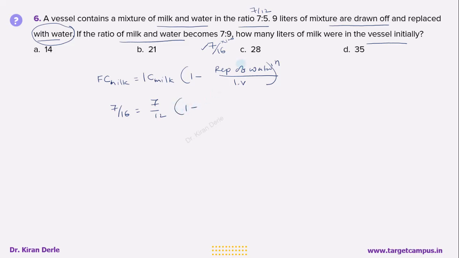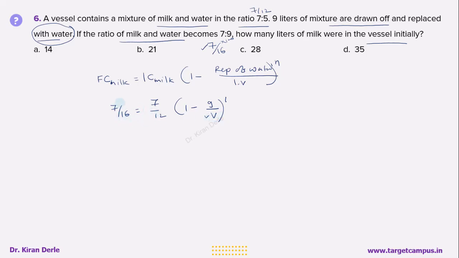1 minus, replacement is 9 liters. 9 liters of mixture is drawn off and replaced with water. So what is the initial volume? Raised to how many times are we doing this? Only one time. It can be 2 times, it can be 3 times, whatever. No issues. Now again you should understand: 9 liters is here, so your volume will also result in liters only and not in fraction, right?